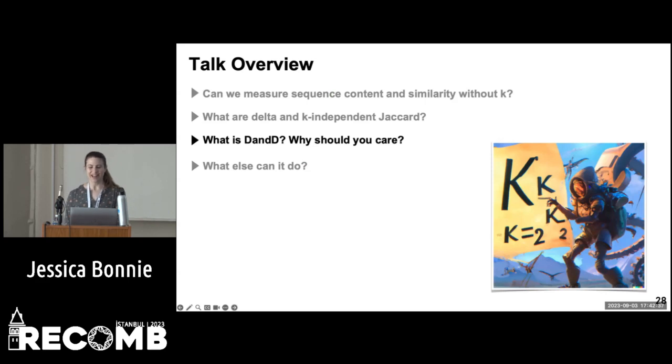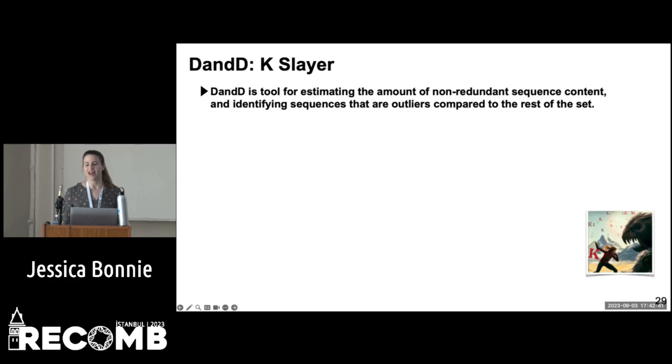DandD is a tool to utilize delta to estimate the amount of non-redundant sequence content, and identify outlier contributions via their delta-delta. So, it's parameter-free, it is independent of alignment, and it's fast with low memory cost.